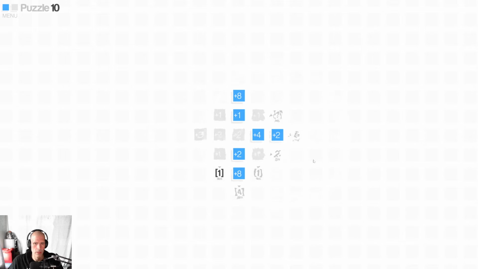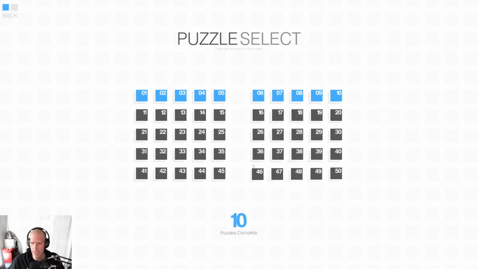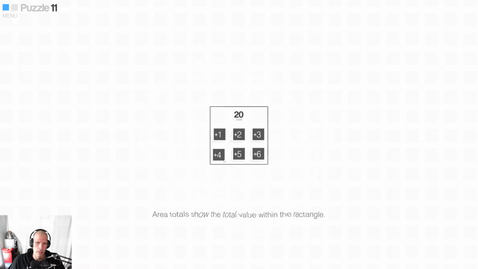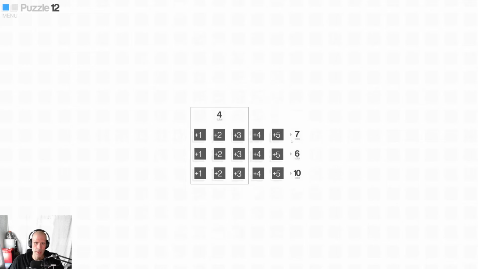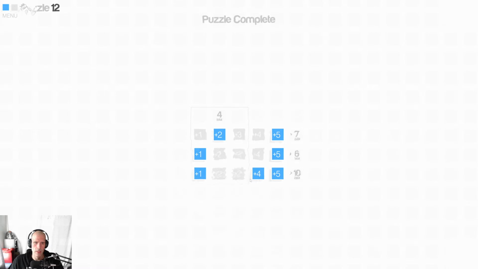Many in this row. There we go. Okay, so it's got a bit of a logic puzzle breakout there. 50 puzzles total. Okay, the total value in the rectangle. Done. Oh no. You want 7, 6, 7, 6, 10. We can only have four inside of here. All right, so six. Done.